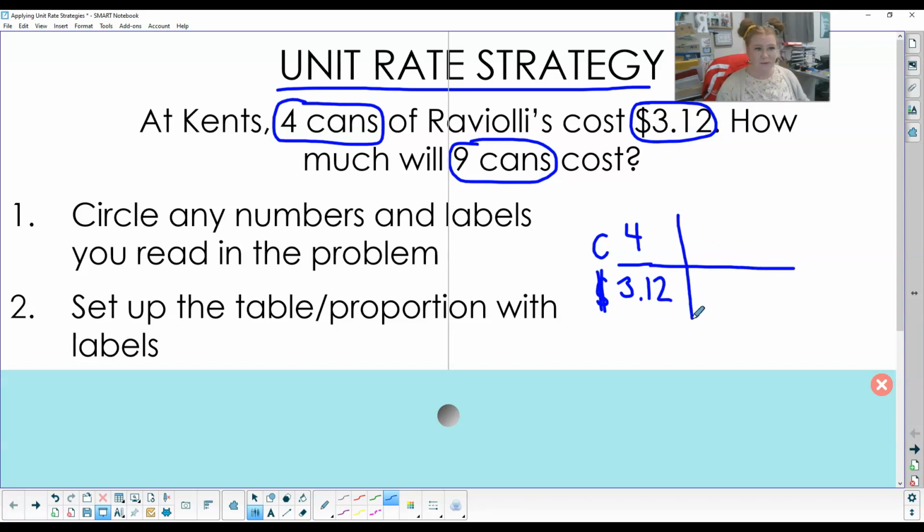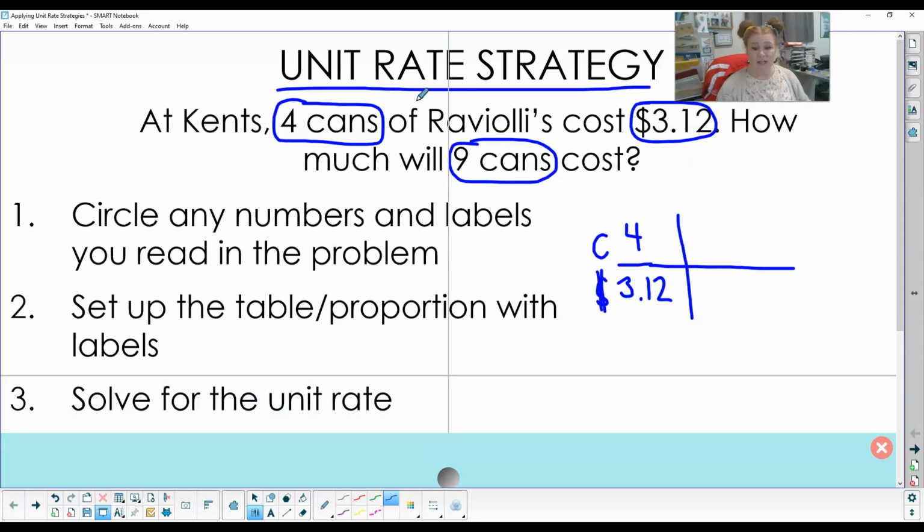So on this one, I am setting up this table here. I mean, you can also do equal signs. It all is the same thing. And every time I'm talking about cans, it needs to be on the top. Every time I'm talking about money, it needs to be on the bottom. Cans, money. So there's our table. I've set up my basics.